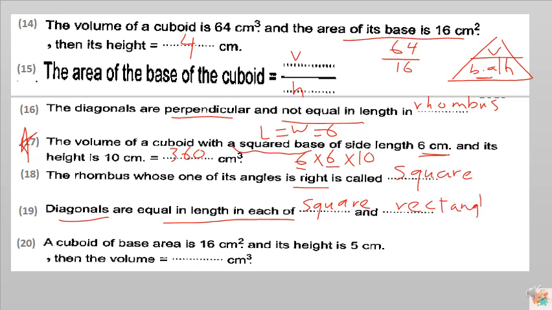Okay. The next question. A cuboid's base area is 16 centimeter squared and its height is 5 centimeters. Then the volume equals what? To get the volume, we have the rule written: base area by height. So we will do 16 by 5 equals 80. So it will be 80 centimeter cubed.